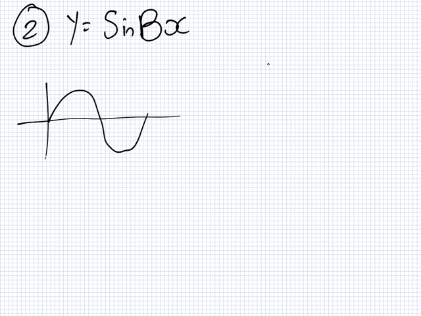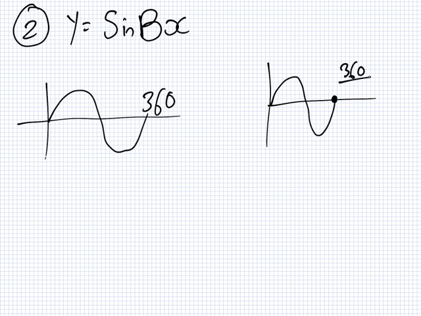So basically, instead of finishing at 360, where would it finish at? 180 if it was 2. So in general, it would be 360 divided by 2, and in this case, b. So the b shrinks it down horizontally. Be careful with that one. Okay, next one now.